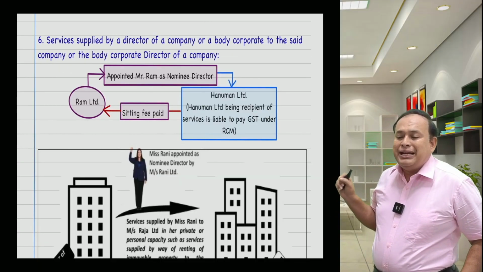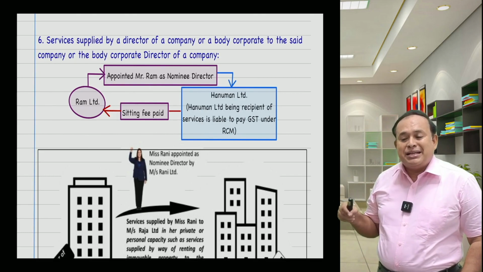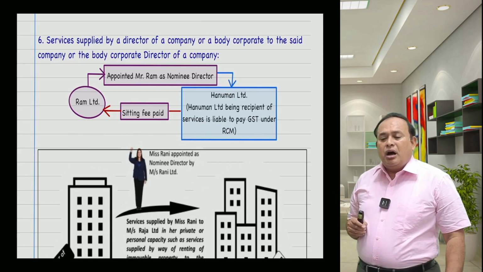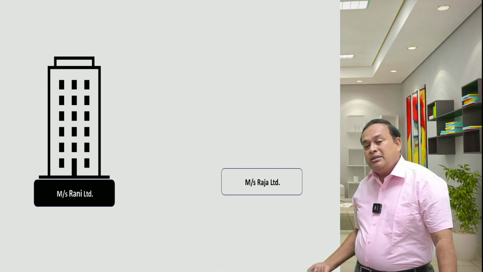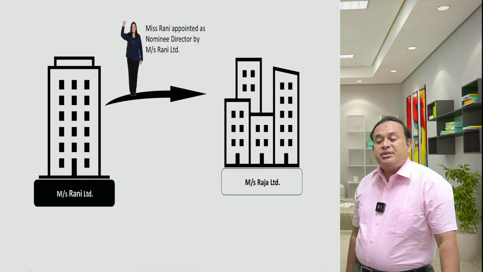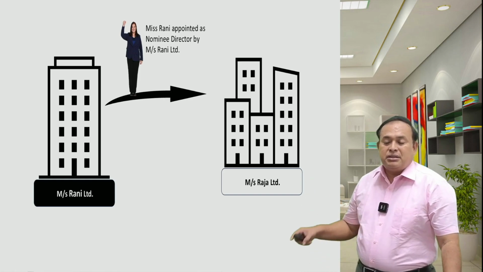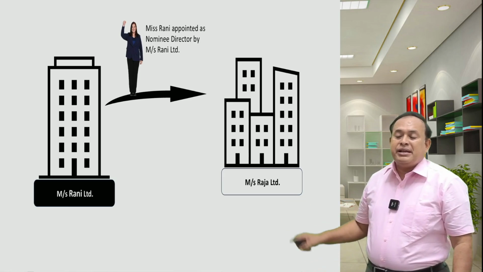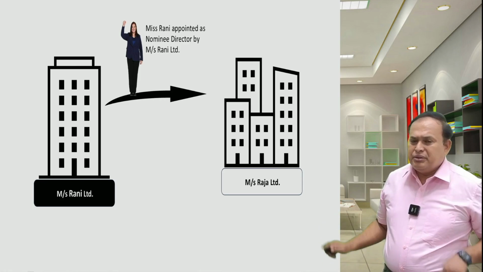Services supplied by a director of a company or a body corporate to the said company or body corporate. A case of Rani Limited. On the other hand, Raja Limited. Rani Limited appointed Miss Rani as nominee director in Raja Limited. So Miss Rani is a nominee director on behalf of Rani Limited in the Raja Limited. Very good. Concept clear.